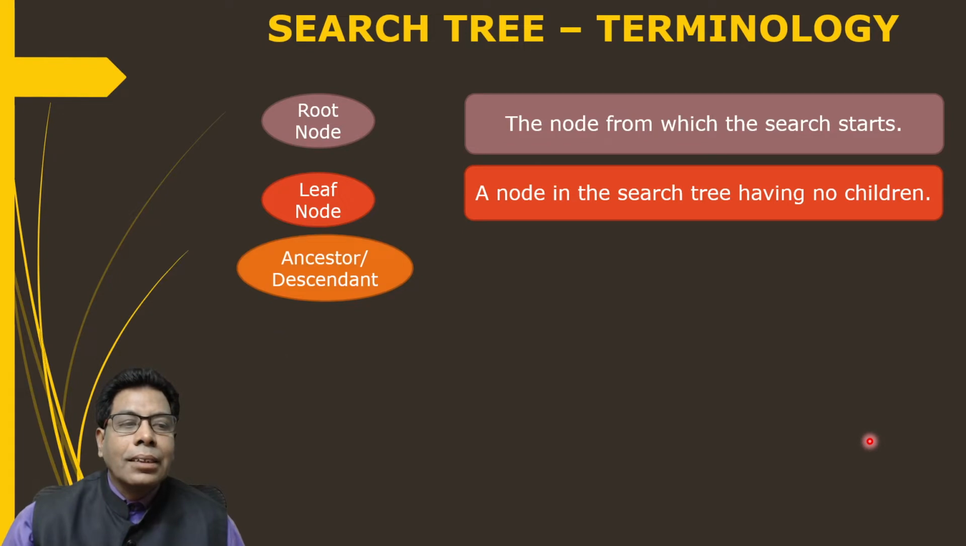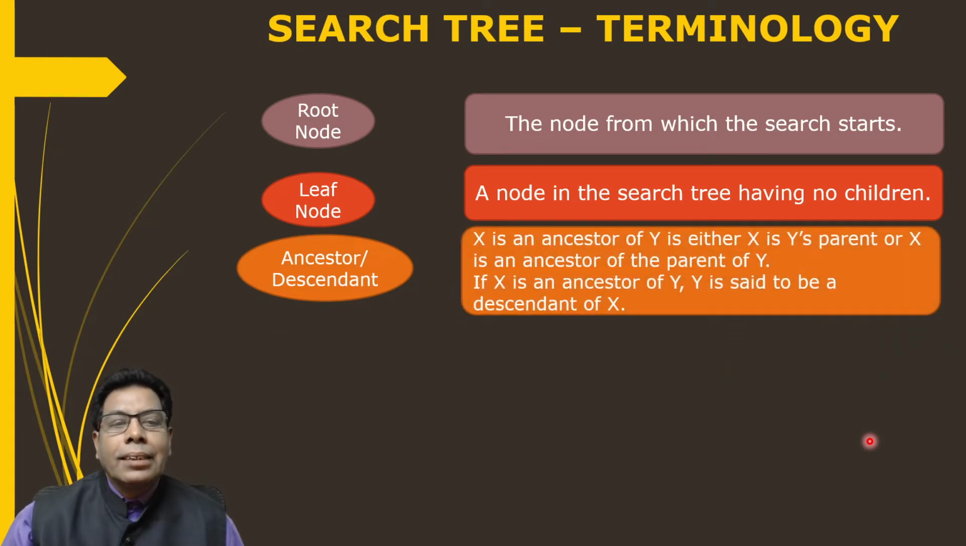Then ancestors and descendants. X is an ancestor of Y if either X is Y's parent or X is an ancestor of the parent of Y. And if X is an ancestor of Y, then Y is said to be a descendant of X. So this terminology will be useful to understand the algorithm in a better way.